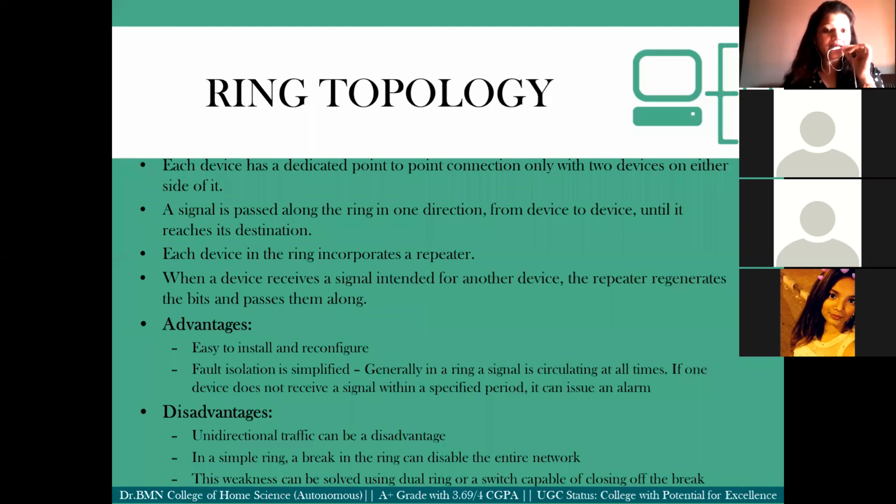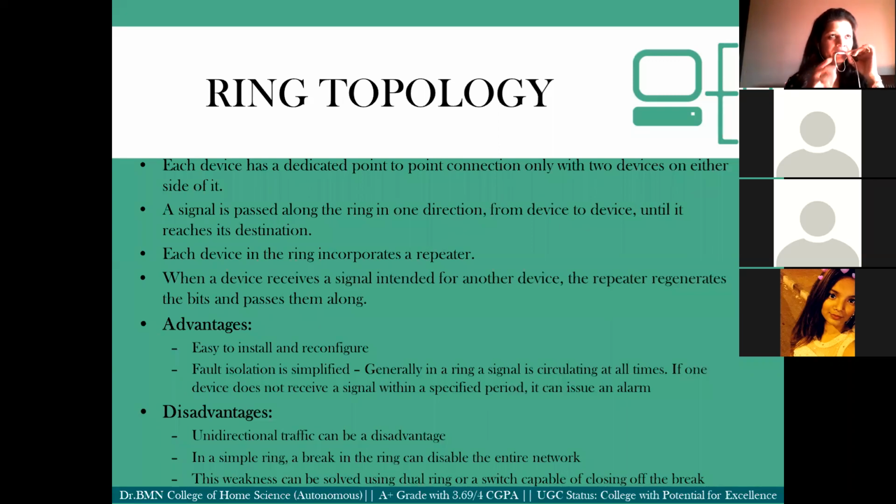Now advantages: easy to install and reconfigure. Fault isolation is simplified because in a ring, every time there is one signal which is circulating at all times, 24/7. If any device is not receiving that trial signal, let's term it as a trial signal, for a specified period of time, that device will issue an alarm. So the network operator will come to know that there is a problem here because that device is not receiving my trial signal. This is how fault isolation becomes very easy.